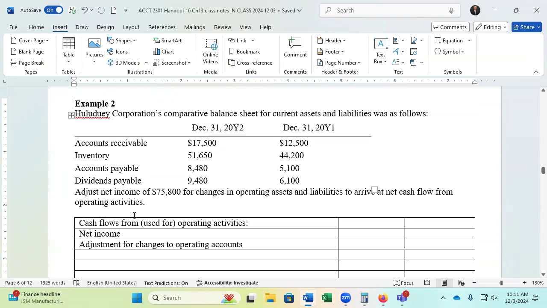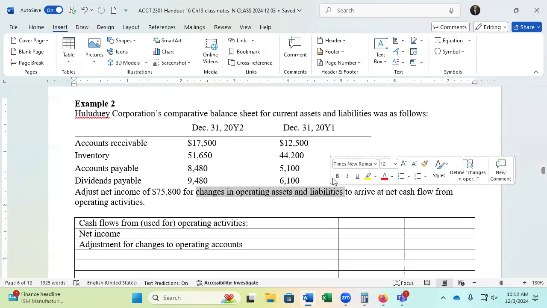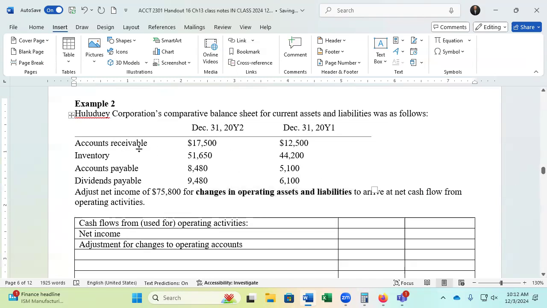So example number 2, Hulu Dewey. Guess they were trying to make our class fun for the day. Corporation's comparative balance sheet for current assets and liabilities were as follows. So this is telling us to adjust net income of 75,800 for changes in operating assets and liabilities to arrive at net cash flow from operating activities. So we want to calculate the change, right?